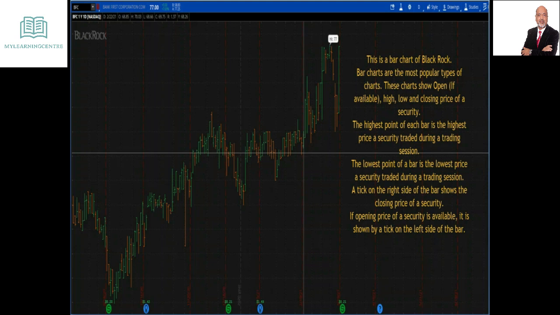These charts show open, if the open price is available, high, low, and closing price of a security. The highest point of each bar is the highest price a security traded during a trading session. The lowest point of a bar is the lowest price a security traded during a trading session. A tick on the right side of the bar shows the closing price of a security. If the opening price of a security is available, it is shown by a tick on the left side of the bar.